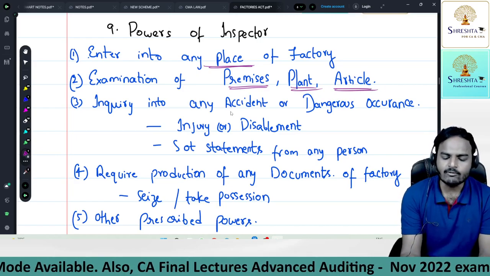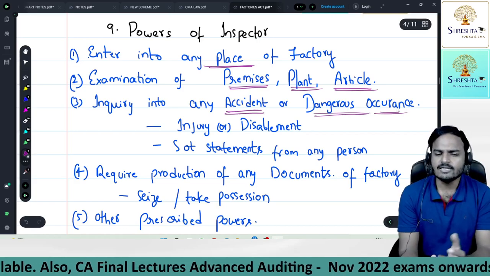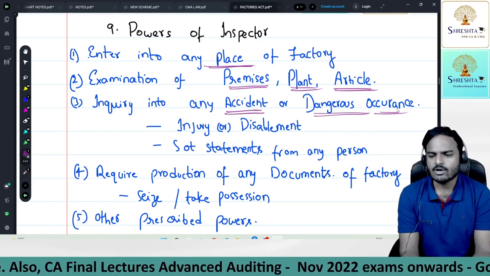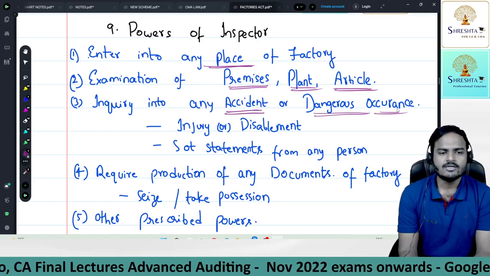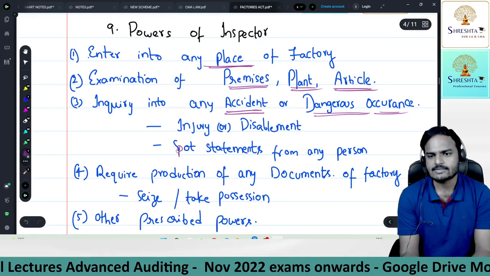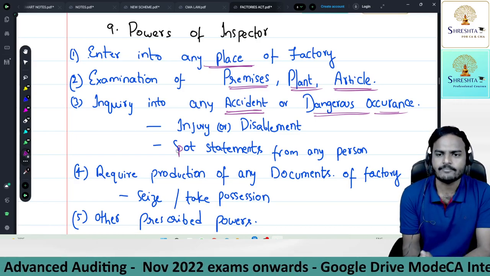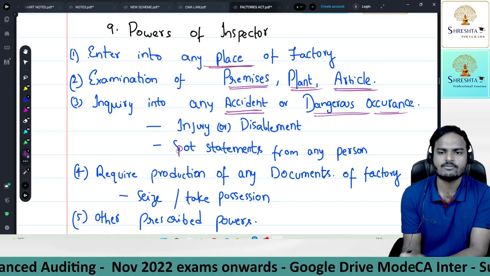Next one, he can inquire into any accident or dangerous occurrence. Recently, the LG Polymers case study you can observe, or Sivakasi crackers. So these are dangerous-prone establishments, with the possibility that an accident might take place. Suppose an accident happened. Now the inspector can enter the place of the factory.